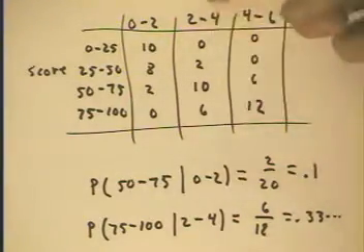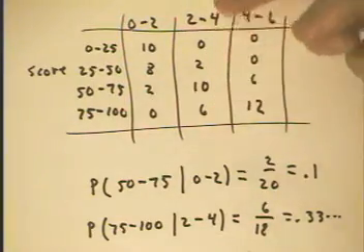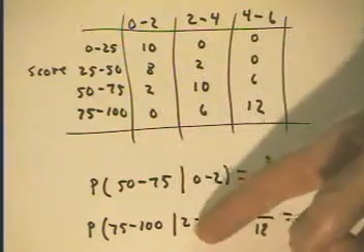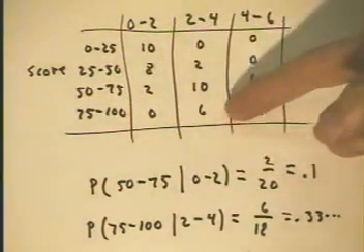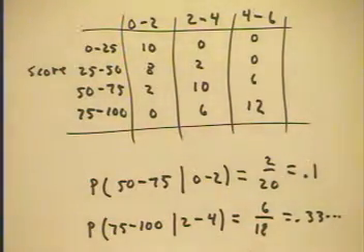Okay, the probability of 75 to 100 given 2 to 4 hours per week. Well, now we're in the 2 to 4 hours per week column. We know that there are 18 people in that column. Out of those, the 75 to 100 range, there were 6. So that's 6 out of 18, 1/3, 0.33 repeating.